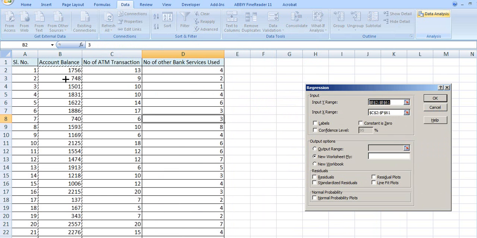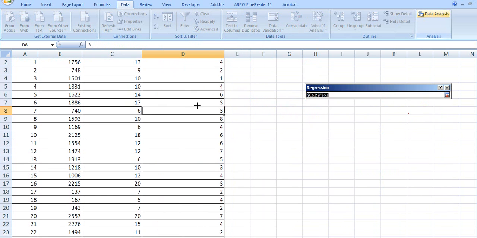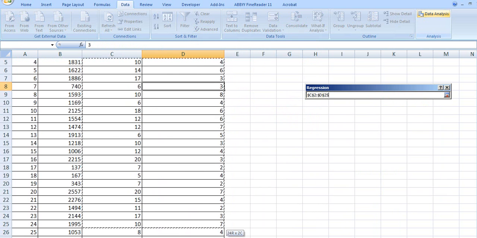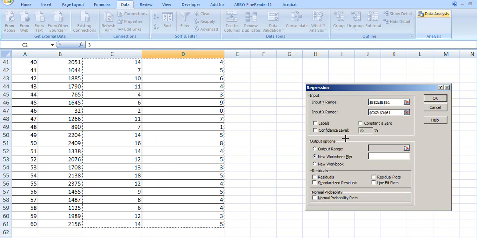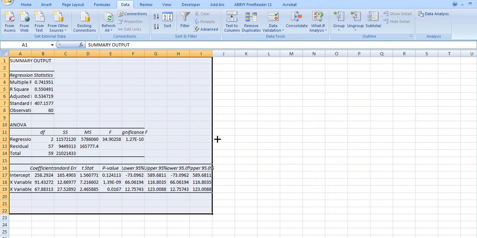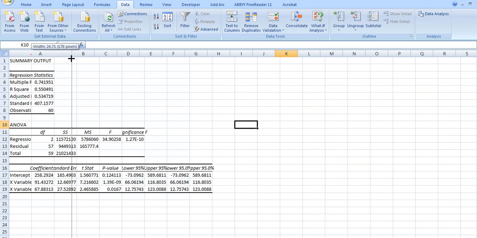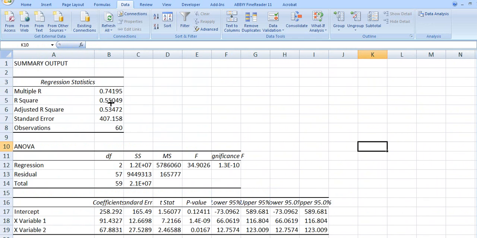Our input of the y range remains the same. Our input of the x range is now changed to this 2. Okay. And then see whether some values are coming better or not. So if you see, the r square is coming 0.55. However, the adjusted r square has come as 0.53. Okay. So the adjusted r square has come very less over here.